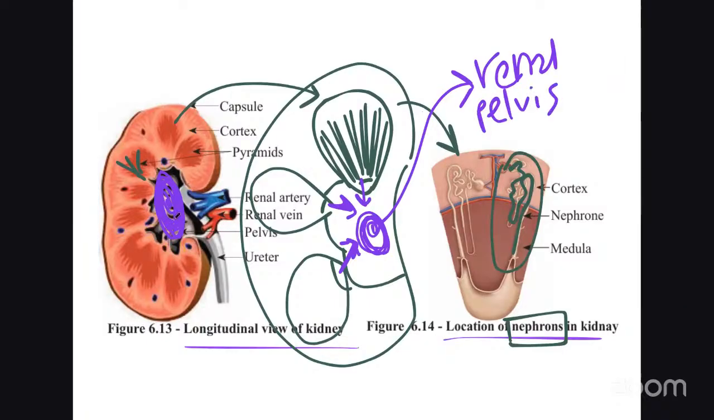From the renal pelvis, it's going to flow into the ureter. So from renal pelvis to ureter to urinary bladder, and from there, the urethra is going to take it outside. I hope you all understood that part.